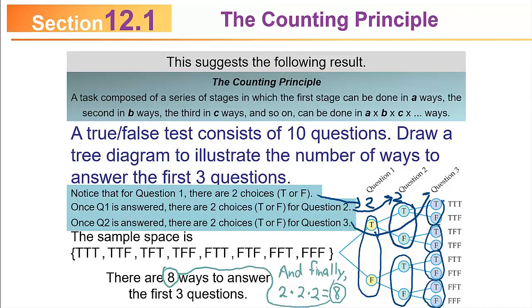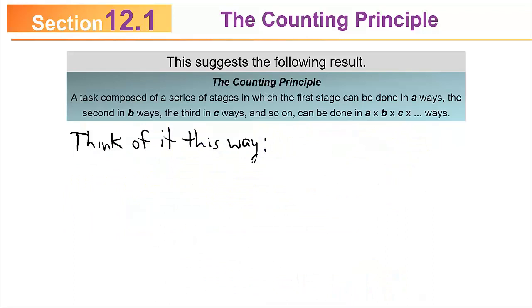The counting principle says a task composed of a series of stages in which the first stage can be done in A ways, the second in B ways, the third in C ways, and so on, can be done in A times B times C times and so on ways. In other words, you count how many ways each stage can be done, and you do that for each stage, and then you take the product. That's a very nice result and also a very useful result.